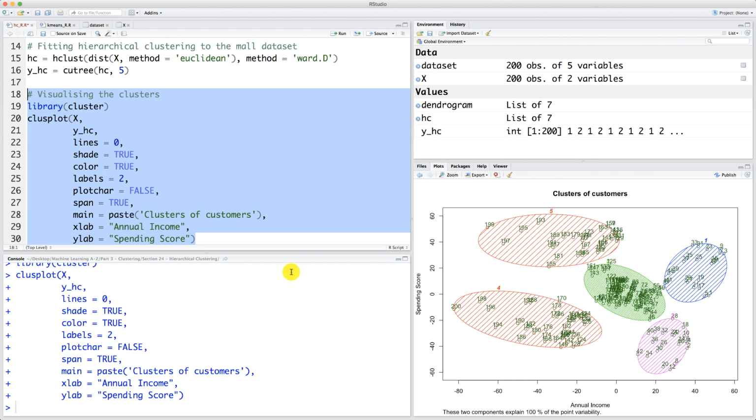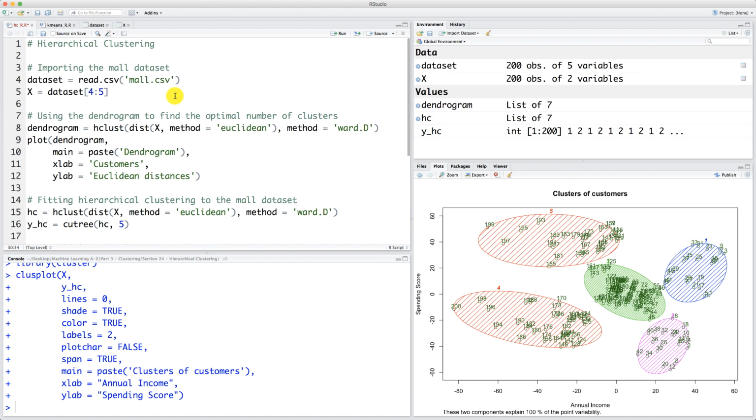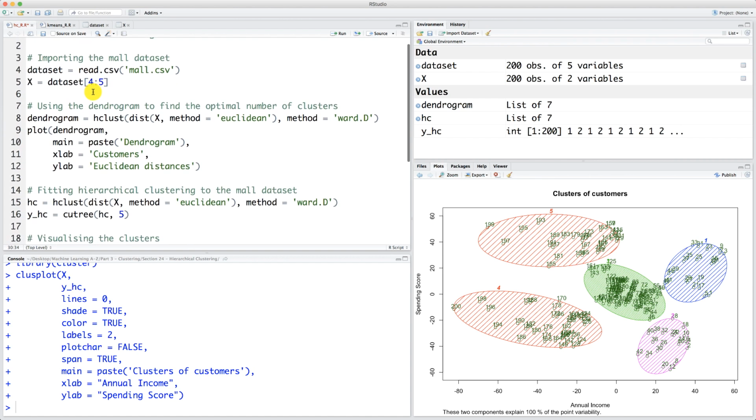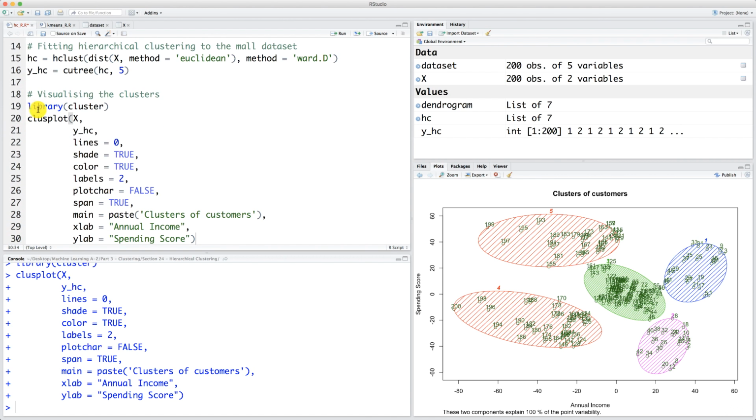Alright, so we are done with hierarchical clustering in R. If you want to reuse this code for your business problem, it's very easy. You just have to change the name of the dataset here, then change the indexes of your columns of interest just below. However, if you do clustering in more than 2 dimensions, don't execute the last section visualizing the clusters because it's only for 2 dimensions.